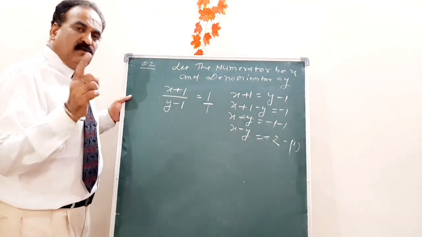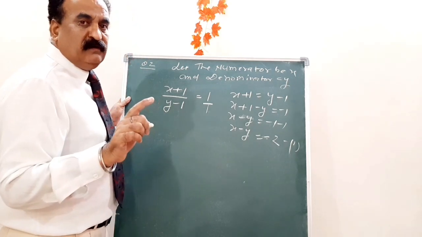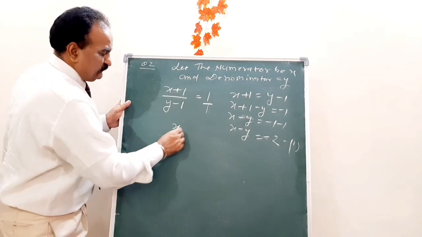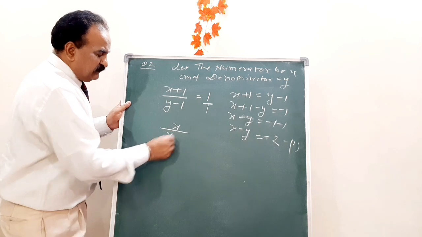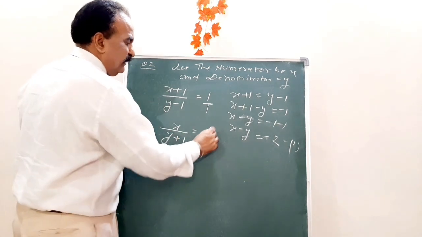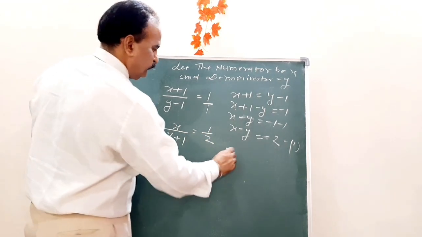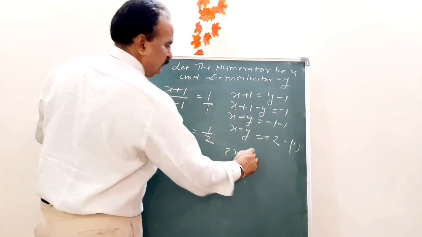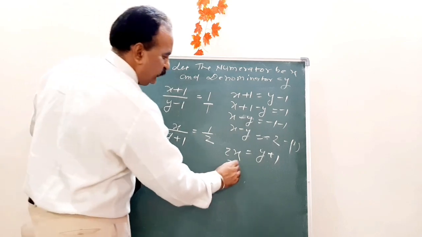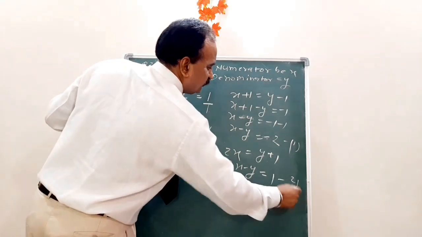Okay? And now again the fraction becomes 1 by 2 when only 1 is added to the denominator. The fraction is x and the denominator, 1 is added to the denominator, y plus 1. The fraction becomes 1 by 2. It means 2 into x is equal to y plus 1. 2x is equal to y plus 1. It means 2x minus y is equal to 1. This is your second equation.